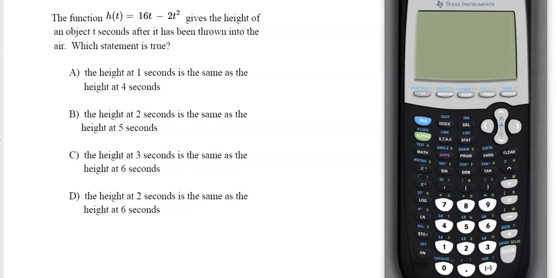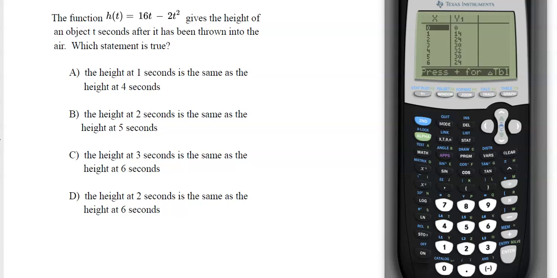So let's open this up. Let's get rocking and rolling. Turn it on. Y =, clear it out. 16x minus 2x to the second power. Lock it in. Second table. Well, there's our table.